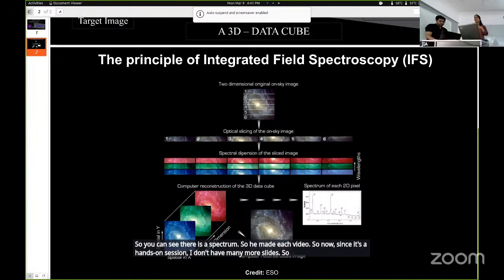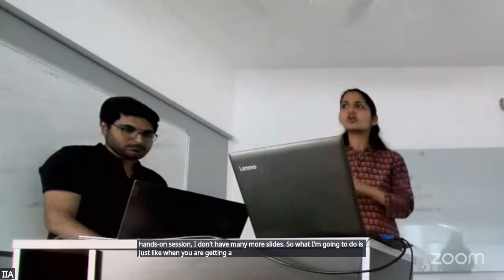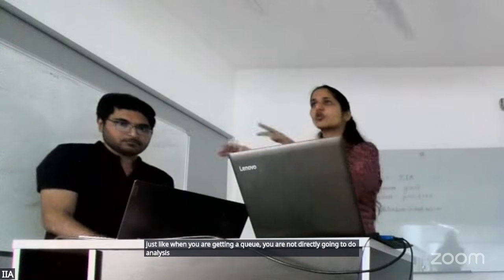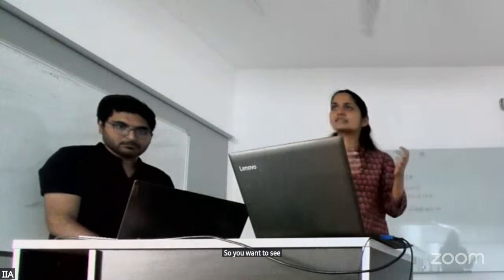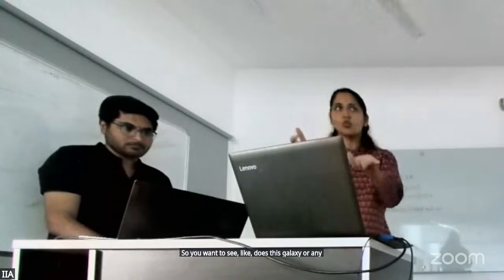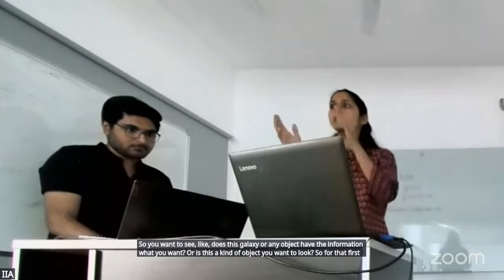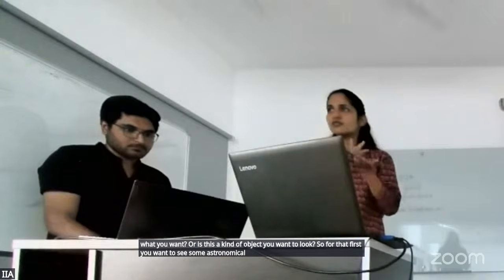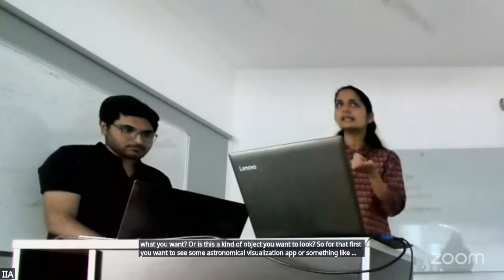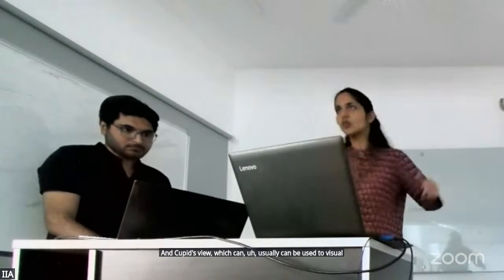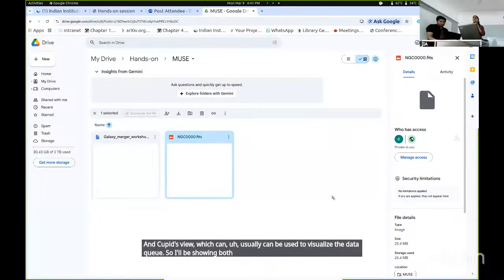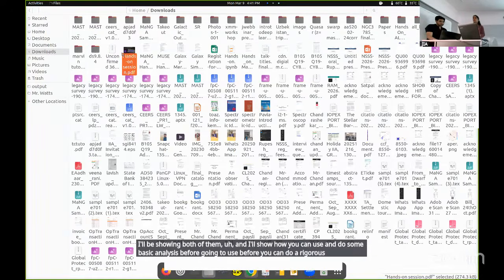So what I'm going to do is, when you are getting a cube, you are not directly going to do analysis, right? Just not going to code. You want to see whether this galaxy or any object has the information you want, or whether this is the kind of object you want to look at. For that, first you want to use an astronomical visualization app. There are DS9 and QFitsView, which can usually be used to visualize the data cube. I'll show both of them, and show how you can do some basic analysis before you do a rigorous analysis using Python or other tools.